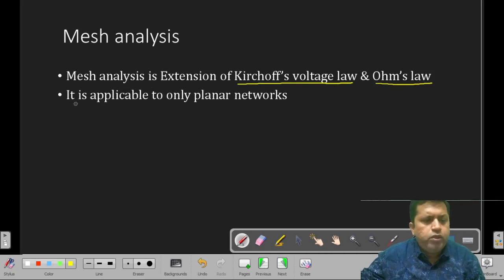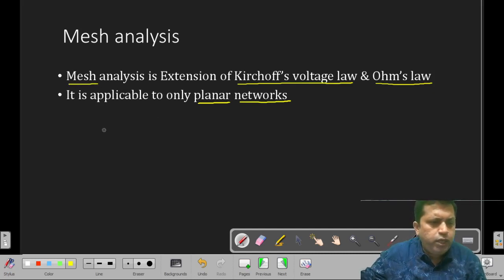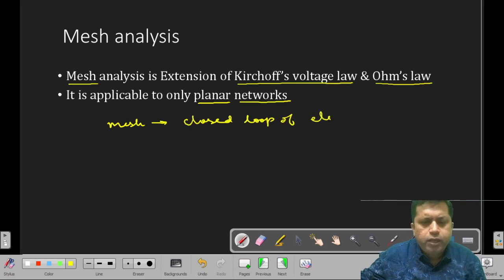Now, where is it applicable? It is applicable to only planar networks. The question comes here, first of all, what is a mesh? When I say a mesh, it is a closed electrical circuit, a closed loop of electrical circuit.